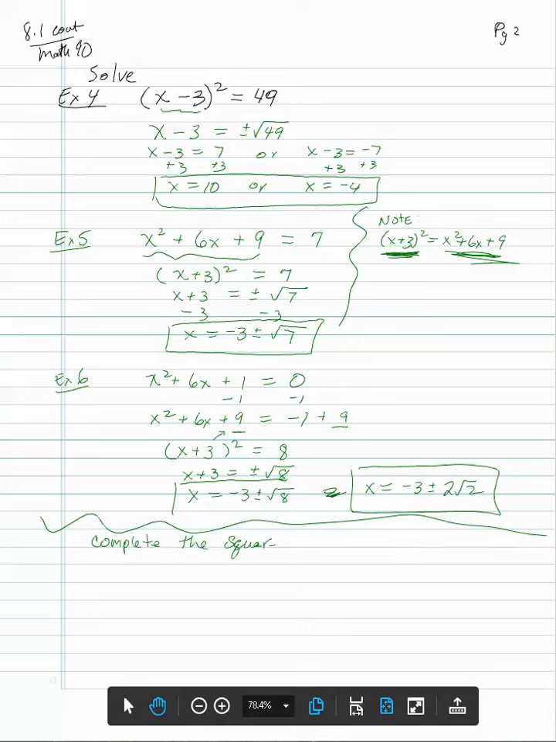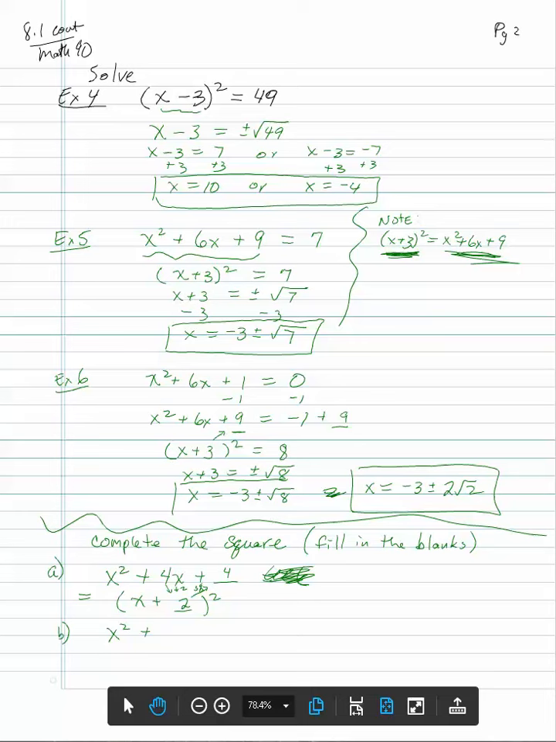I usually say fill in the blanks. So if I had x squared plus 4x plus blank equals x plus what squared. So the technique is you're going to take this middle term, divide by 2. So 4 divided by 2 is 2, and then you're going to square that, and that's 4. That's how you do it.